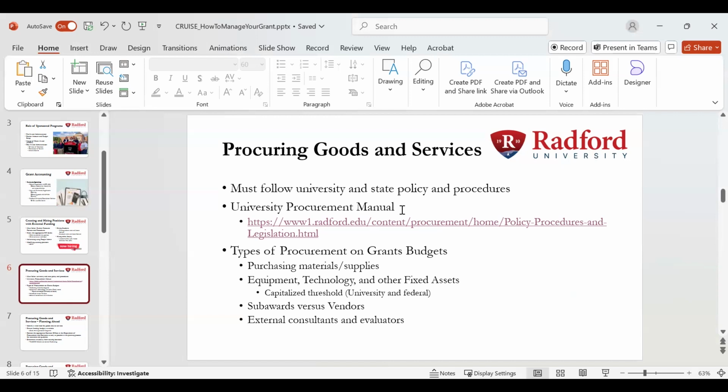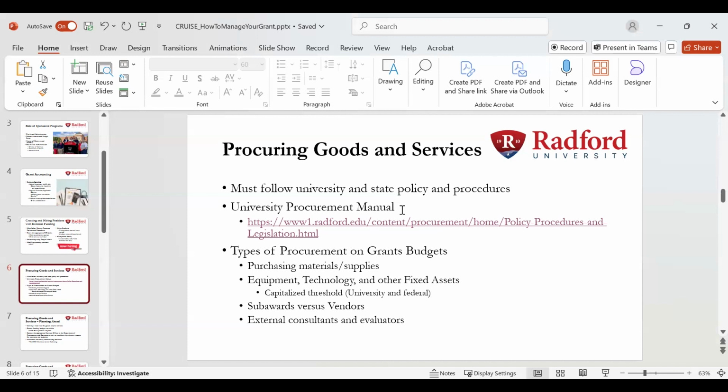The types of procurement that we see on grants or within grant budgets are obviously the purchasing of materials and supplies, and purchasing of equipment, technology, and other fixed assets. That can be a little different based on the dollar value. There are two different types of dollar value thresholds. And what we mean by capitalized thresholds is when fixed assets come out and tag a technology, whether it's your computer or some large piece of instrumentation in your lab.